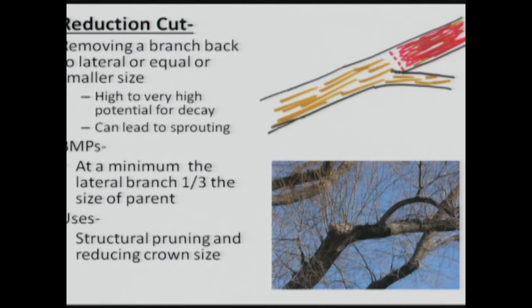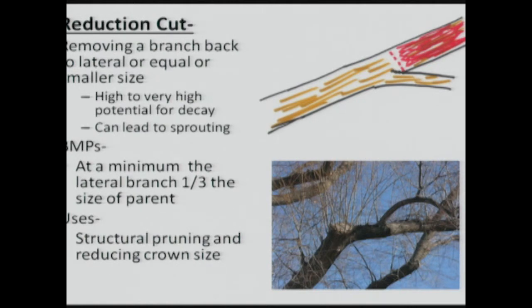It has other applications, not just reducing the size of the canopy, but that's definitely one. So this is when we're bringing a larger branch back to a smaller lateral branch. Because there's no collar where we make that cut, there's a much higher potential for decay. And depending on the species and the size of the cut, you're going to get decay anywhere from inches to feet behind that cut into the tree. So it's a cut that you think about twice before you make it, because there will be consequences, so you want to justify it.